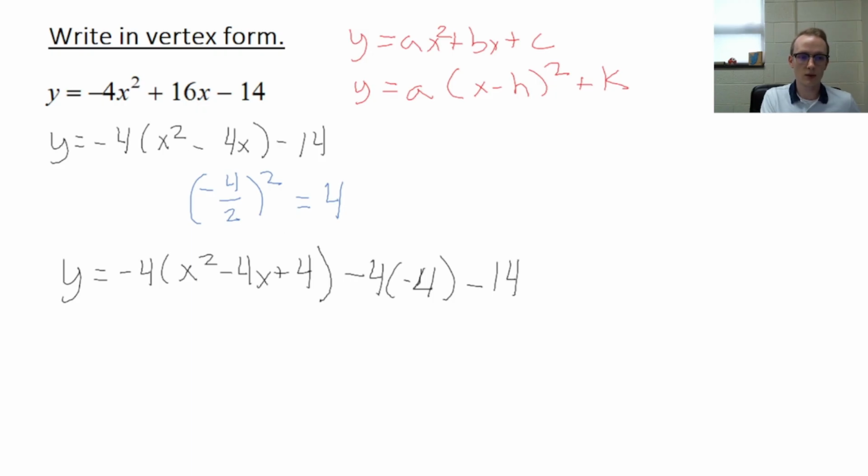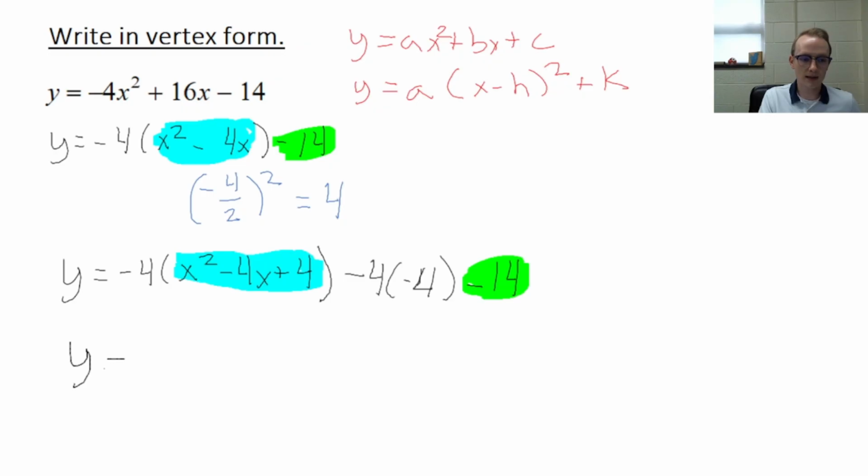So what did we do? We had x squared minus 4x in parentheses. We then decided that we're going to add and subtract 4 because it makes this part right here very nice. It makes it factorable. But we can't just add 4. We also have to subtract that 4 outside the parentheses. So that's what we did. And then we also have to bring down this minus 14 here.